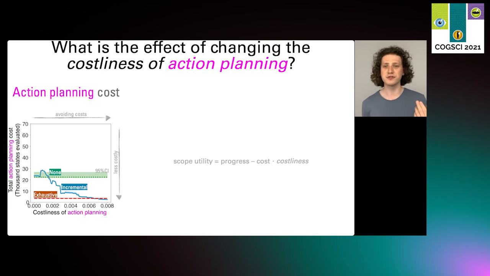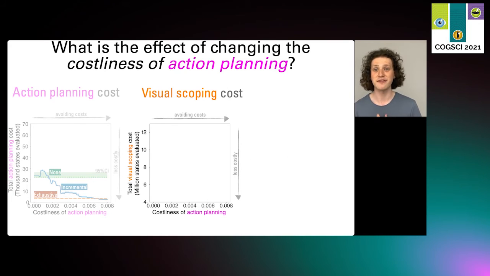Note that the no visual and exhaustive visual scoping planners both do not make this trade-off. The former because it doesn't use subgoals, and the latter because it always chooses the optimal sequence of subgoals anyway. That's why they're flat. So, the more difficult action planning is to the planner, the less of it it has to do by choosing easy to solve subgoals. Thus, this comes with unintended consequences, namely the cost of visual scoping. Same plot as before, just with visual scoping cost on the y-axis. Other two planners are off screen.